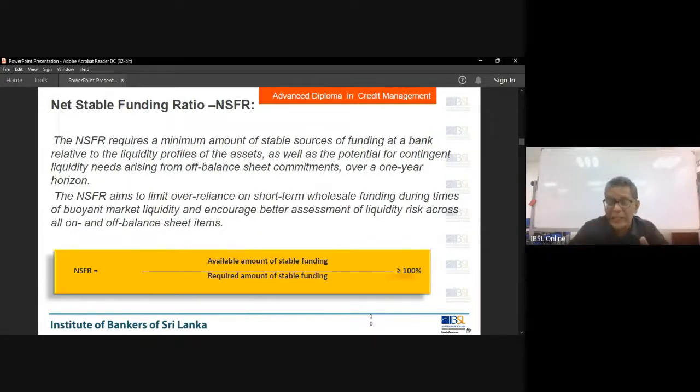What is the main intention? The main intention is to make the financial institutions more stronger, and those things will limit the liquidity. I mean, limit the credit, right? So introducing these new things also impacts the granting of credit, right?